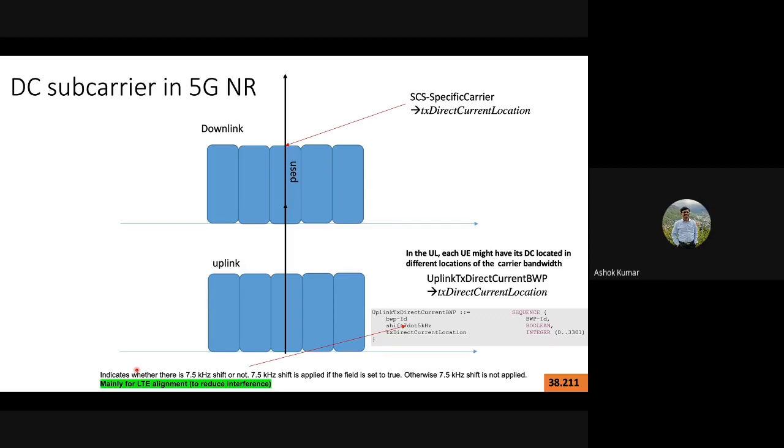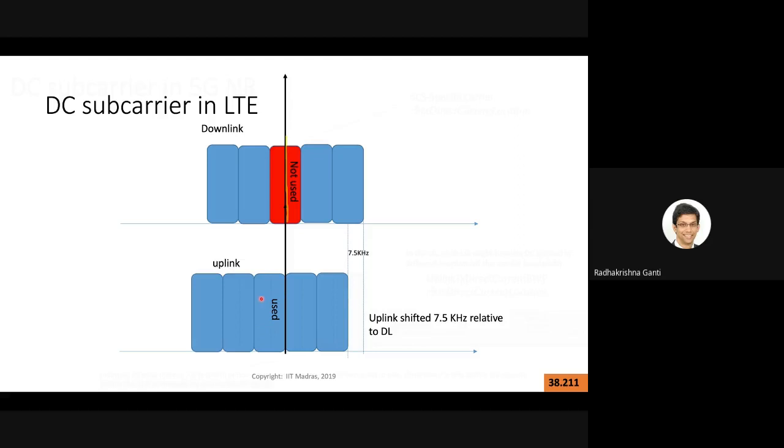So is the shift in LTE related to the uplink part where we use single carrier OFDMA? Are you talking about this slide, sir? Yeah, in LTE we have a shift of 7.5 kilohertz in uplink, because on the uplink side we don't use OFDMA, we use single carrier OFDMA. So is that related to that? Not exactly.